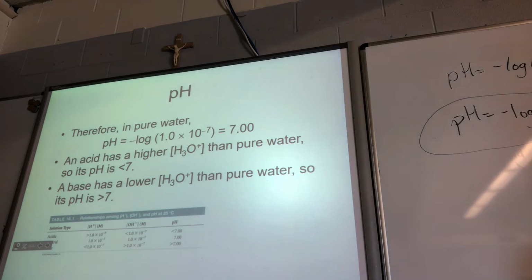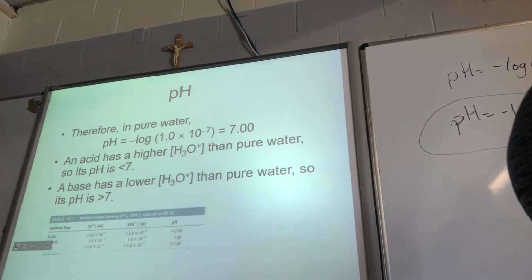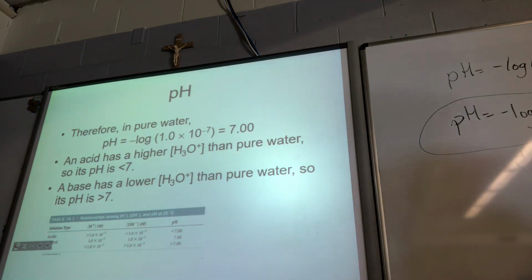It's funny how math works. Now, remember, we are forcing this onto an arbitrary scale. We are giving this the value. Technically, water will only be a pure 7 pH at 25 degrees Celsius.